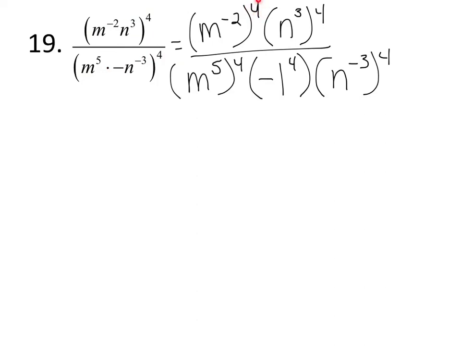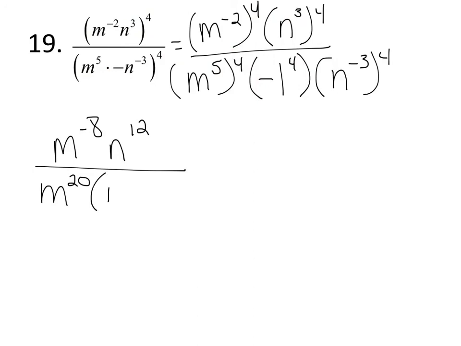When you take a power to a power, you multiply your exponents. So I have m to the negative 8, because negative 2 times 4 is negative 8, n to the 12th, because 3 times 4 is 12, over m to the 20th, because 5 times 4 is 20, negative 1 to the 4th power is just 1, so we don't need to write anything, because anything times 1 is just itself. But just in case, we'll put a 1 there just so you don't get confused. And then negative 3 times 4 is negative 12, so you have n to the negative 12.